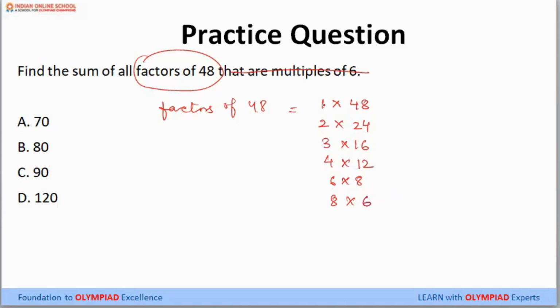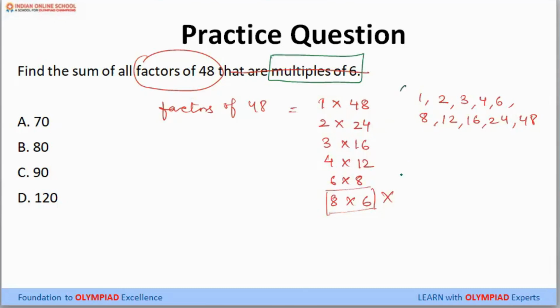So now this is repeating itself, no? So now we are not going to count this. So what are the factors we are getting? We are getting 1, 2, 3, 4, 6, 8, 12, 16, 24 and 48. Now the question is saying we need to figure out, of these, the multiples of 6.